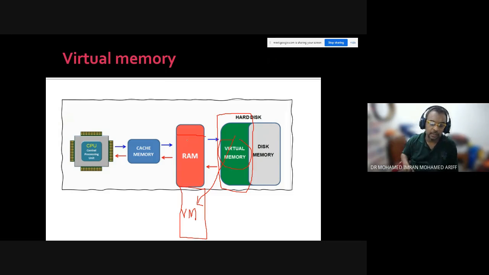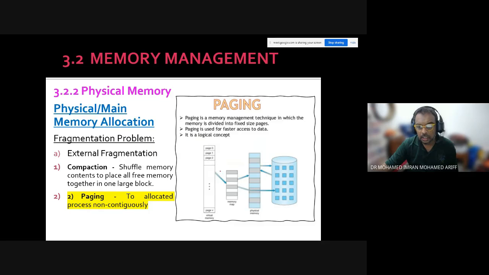That is one. Number two is, each process is now divided into pages. What are pages? Sub-processes. Meaning, one process is now divided into several pages.